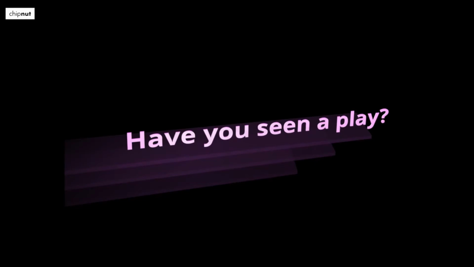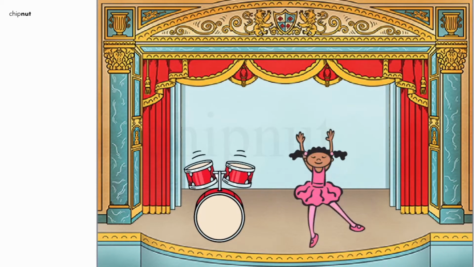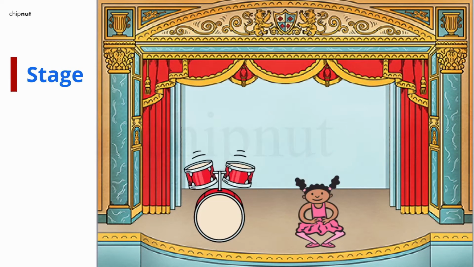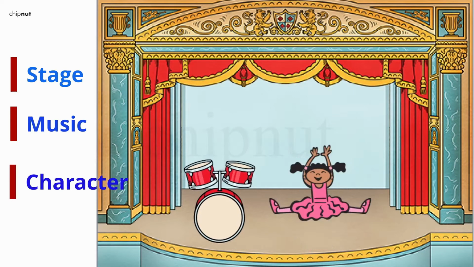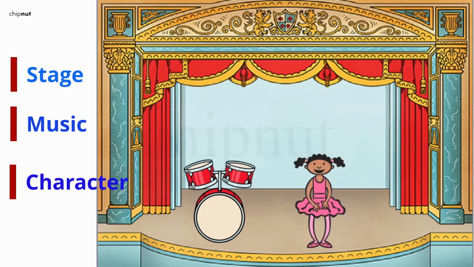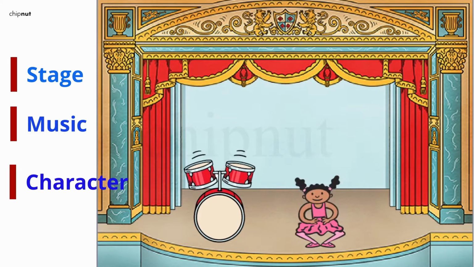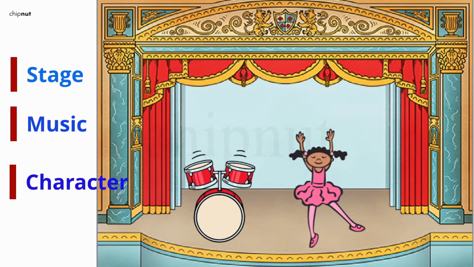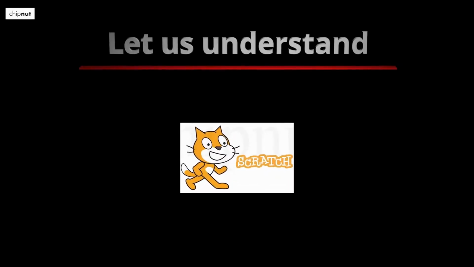Have you seen any play? When we say play, what all things come to your mind? List them out. These are the main things: stage, music, character. Are you wondering why we are talking about a play here? Actually, Scratch and play have something in common. The list we have made is common to both. Interesting, isn't it? Let us explore Scratch.